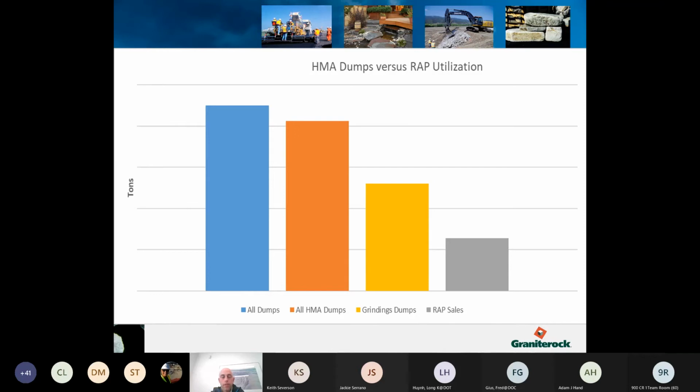Then your next one is your grinding dumps. There's clean grindings. And then the next bar is how much RAP you can put back in just based on your limitations in the spec. So you can see there's a vast difference between just the amount of HMA material coming into a rubble site and the amount of RAP that goes out. It's almost 4 times as much coming in as what you're able to send out.